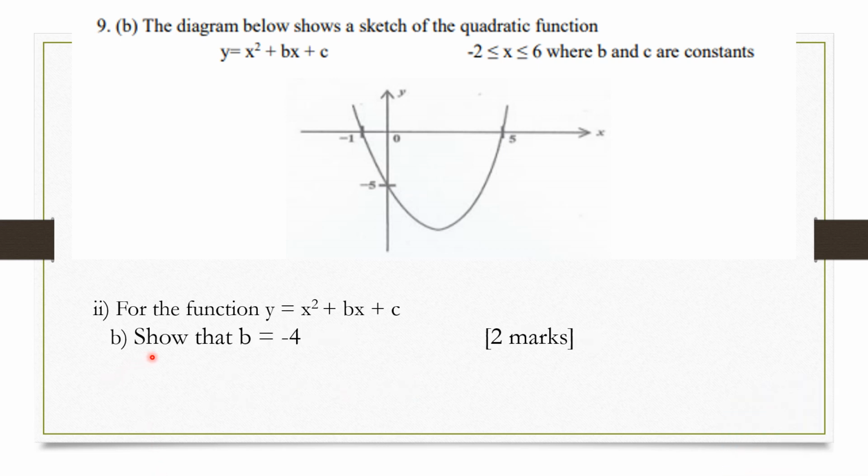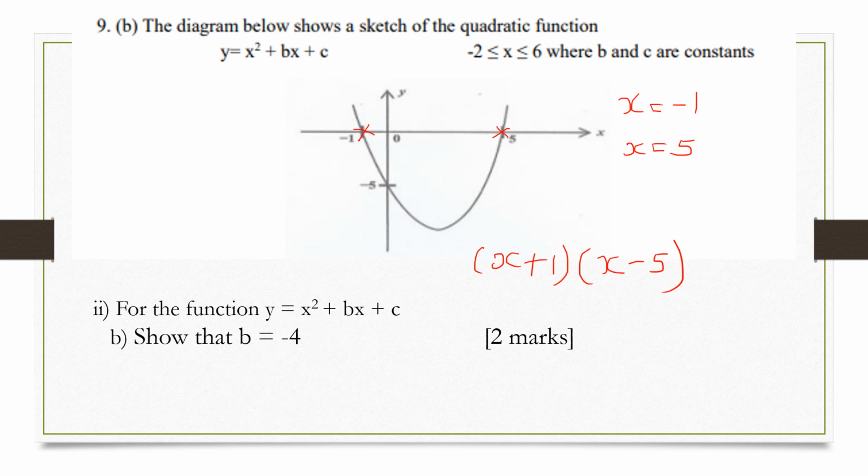Here we are asked to show that b is equals to -4. So we have to use previous information from questions above. So we found out that the roots are at x equals to -1 and x equals to 5. That gives us x plus 1 by x minus 5. So we take the opposites. X was -1, so we write x plus 1. X is 5, so we write x minus 5.